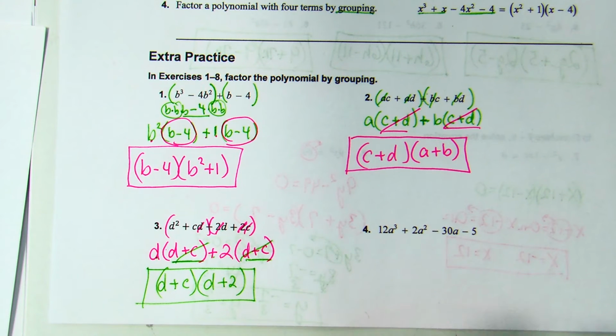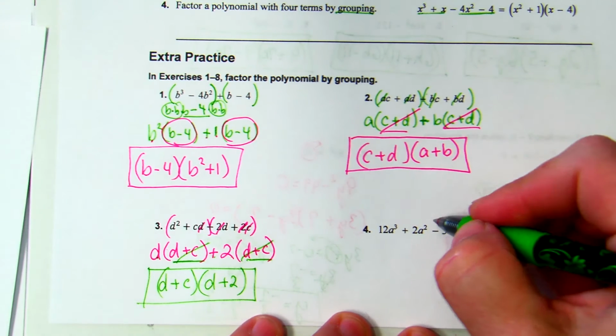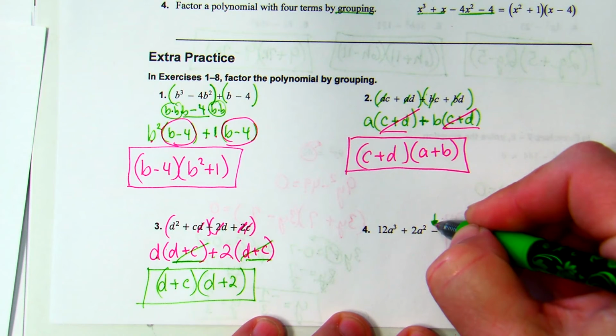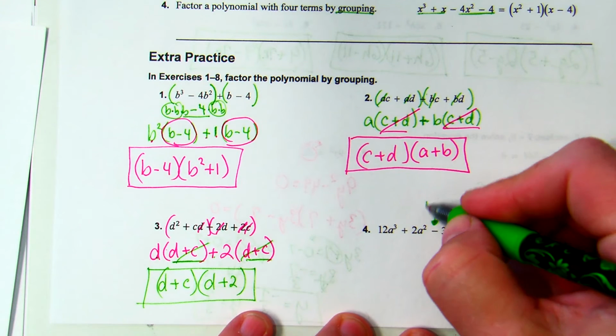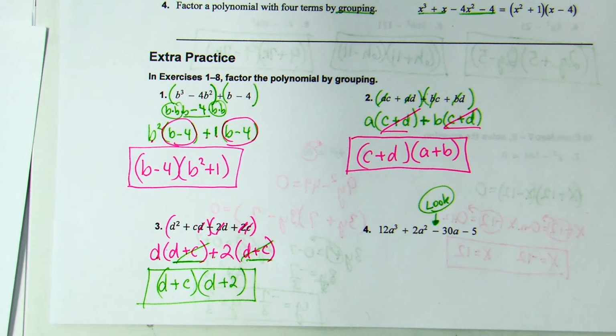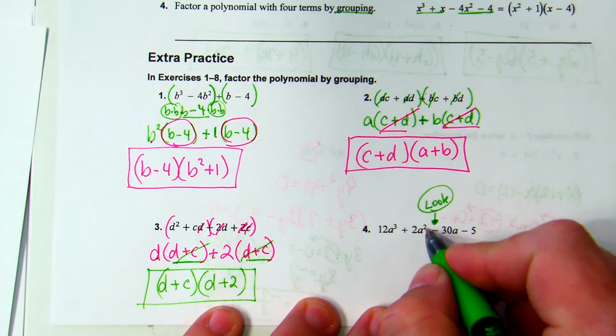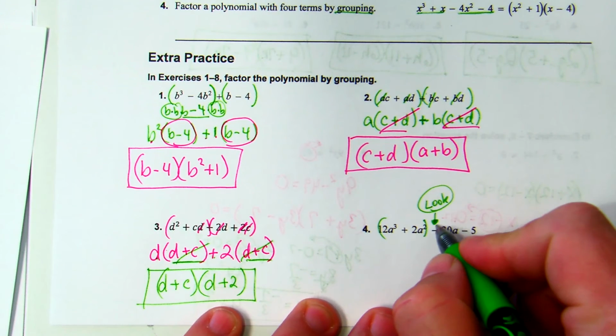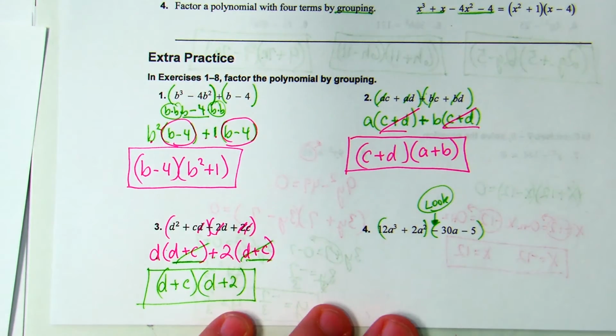Alright, number 4. Number 4 gives us a little bit of a challenge. We have to look right here, at the negative sign. If we break this into two parts, we have to be careful how we handle that negative sign. So let's watch and see what happens. I'm going to break this into this section here, and that section right there.